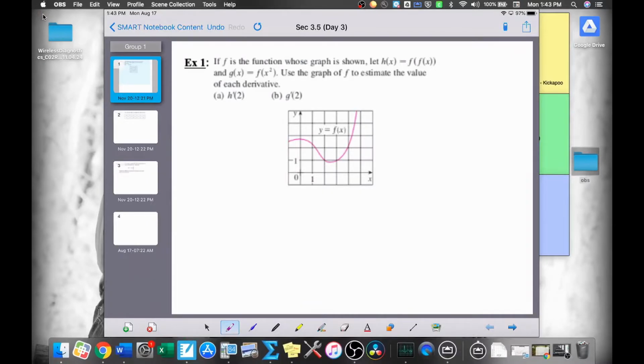This is AP Calculus section 3.5 day 3 notes. Today we're going to continue talking about the chain rule and we're just going to dive right into our example 1.